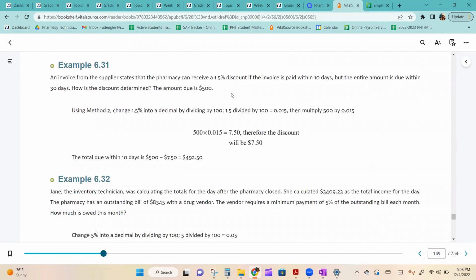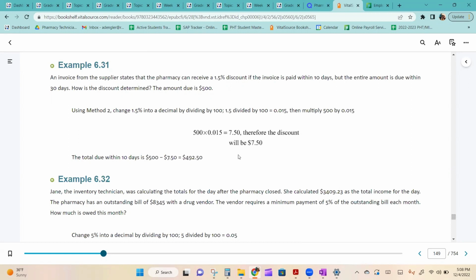So now going down to this example, most problems in retail pharmacy can be solved with method 2. So an invoice from the supplier states that the pharmacy can receive a 1.5% discount if the invoice is paid within 10 days, but the entire amount is due within 30 days. How is the discount determined? The amount due is 500. So we want to find out how much 1.5% is off of 500.